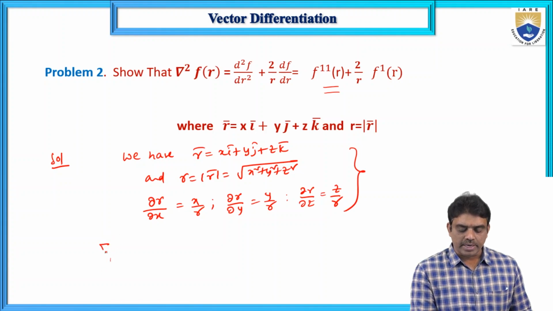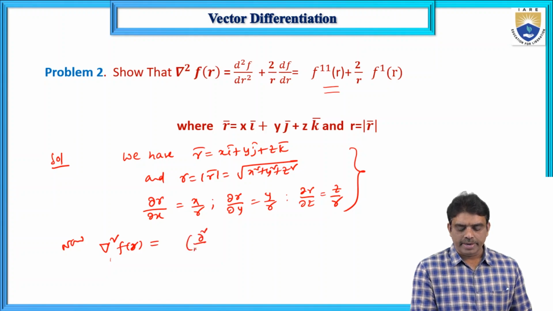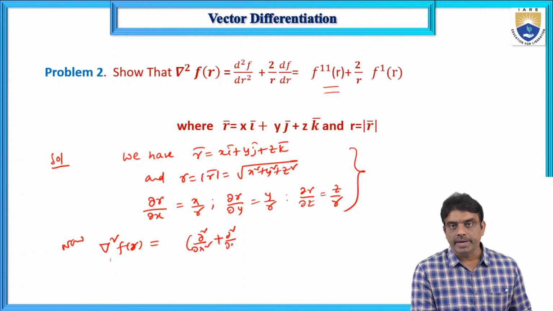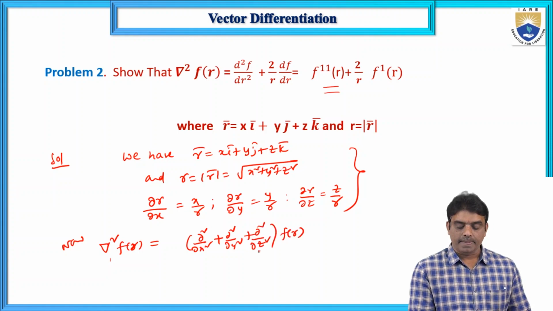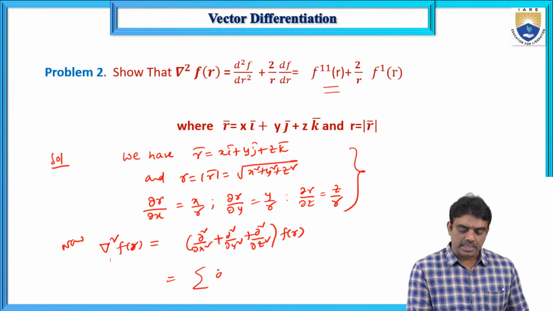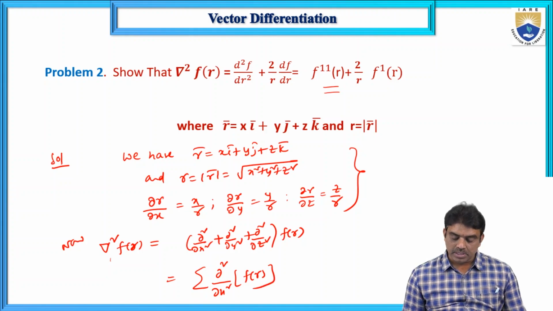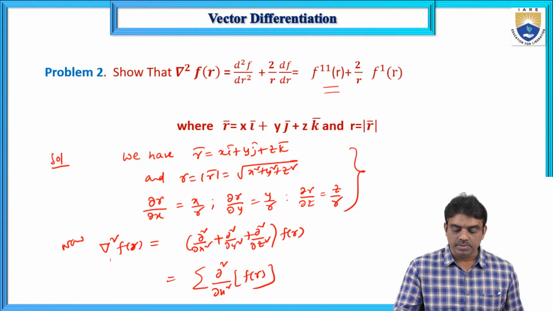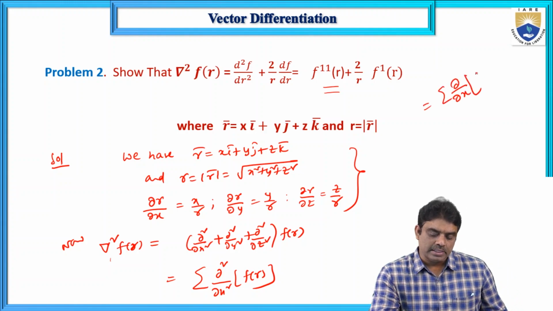Now del square of f of r, what you have to consider on the left hand side? Del square of f of r. That means what? Dou square by dou x square plus dou square by dou y square plus dou square by dou z square of f of r. So this I can write summation dou square by dou x square of f of r. Instead of writing 3 terms, I can write the sigma notation. So this is equal to summation dou by dou x of f of r.